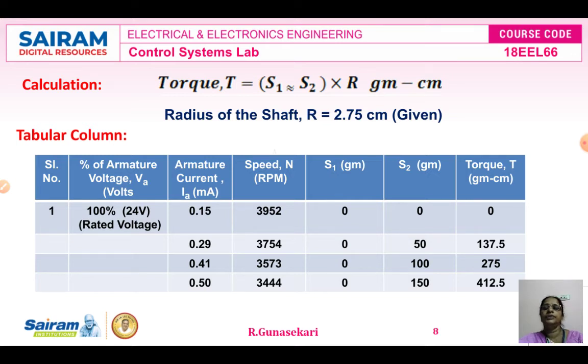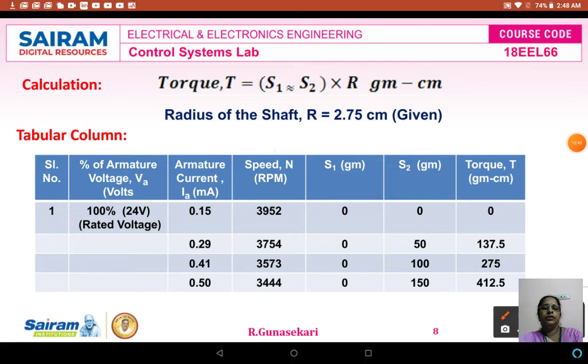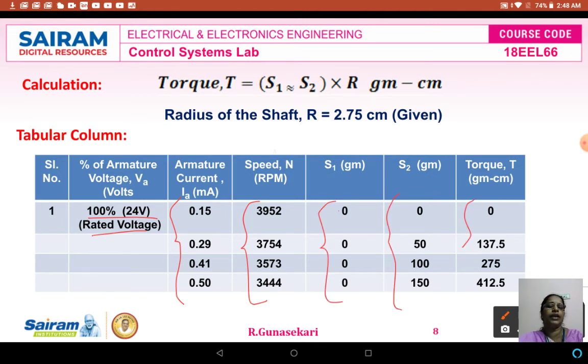Now you see the tabular column. In the tabular column, first you take 100% of the rated voltage of the motor, that is 24 volt. For this armature voltage VA, we note down 4 sets of armature current, corresponding speed and spring balances S1 and S2. Finally, we calculate the torque with the help of the torque formula.